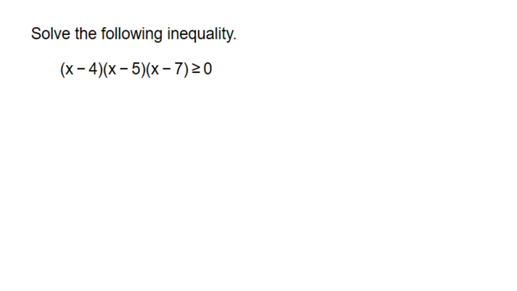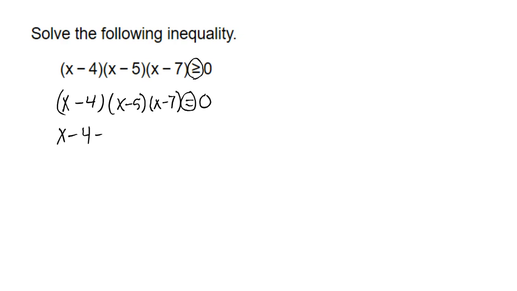So we're going to treat the function as if it had an equal sign instead of an inequality. So I'm replacing that inequality symbol with an equal to symbol to find the x-intercepts. Luckily, this polynomial is already factored. We're going to set each factor equal to 0. x minus 4 equals 0, x minus 5 equals 0, and x minus 7 equals 0. And when we solve, we'll get x equals 4, x equals 5, and x equals 7.